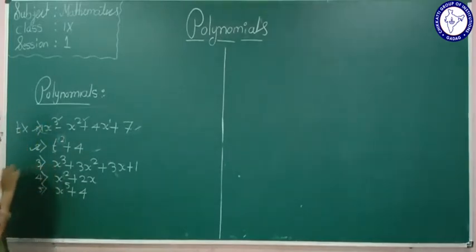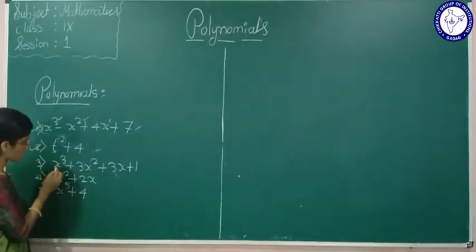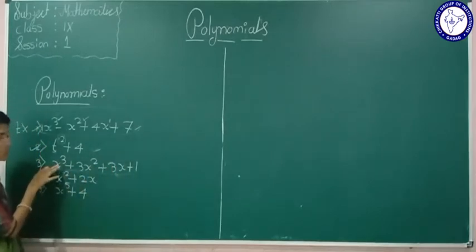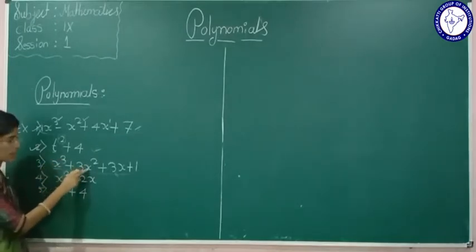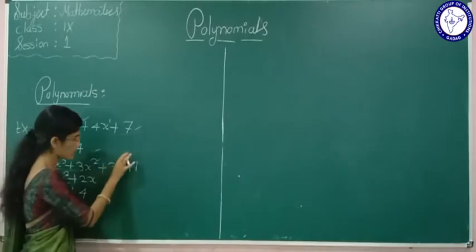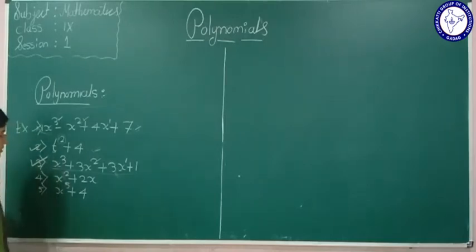Now go for the third one. Is this a polynomial? Third one, see, is this a polynomial? See here, what I told in the definition: an algebraic expression in which the variables' power should be a whole number. Here 3 is a whole number, here x power is 2, this is also a whole number, and here x power is 1, this is also a whole number. Means definitely this is a polynomial.